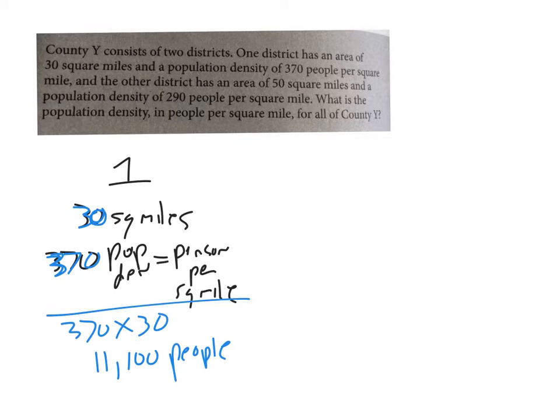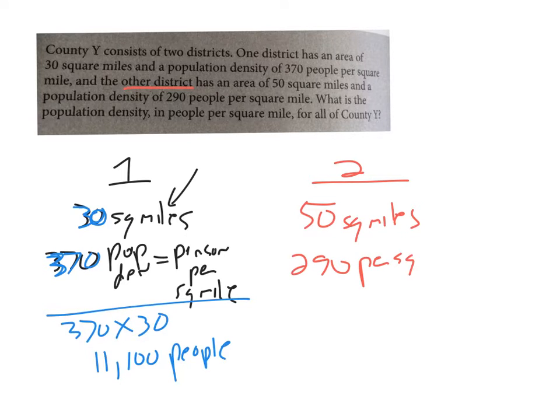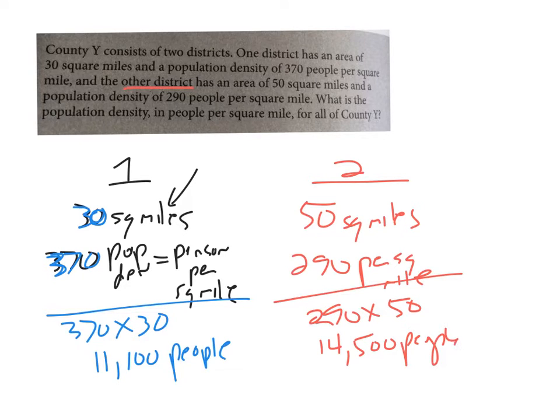So you're basically going to take the square miles and multiply it by the population density. It says the other district, I guess I'll call it District 2, has an area of 50 square miles and a population density of 290. So there's 290 people per square mile. So I'm just going to take 290 and multiply that by 50 to get the actual number of people in that district. So there's going to be 14,500 people in that district.